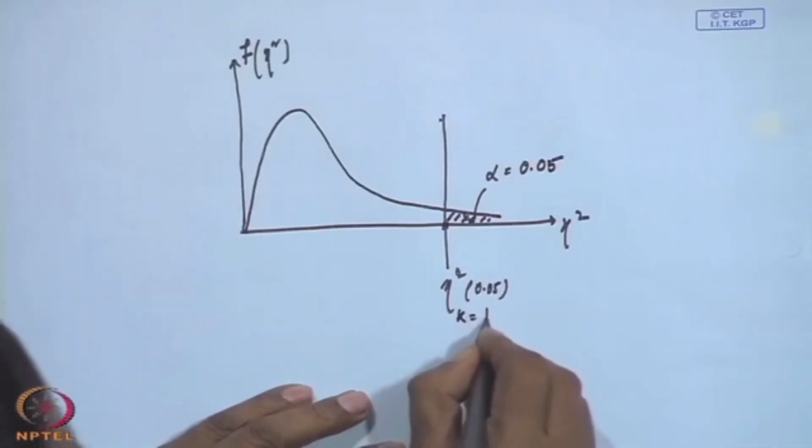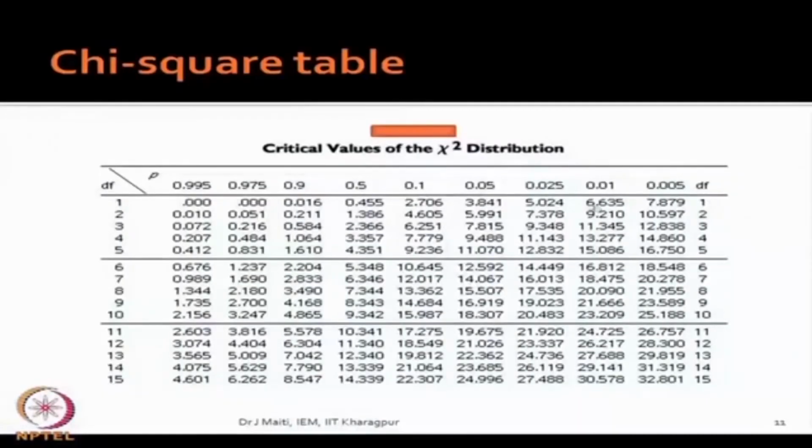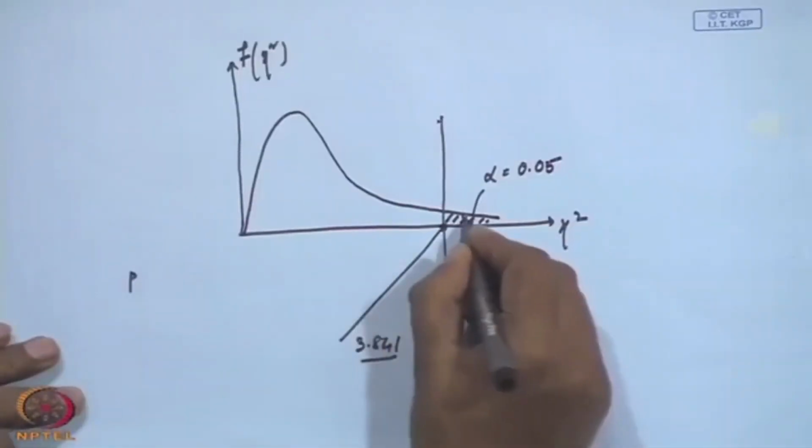So, suppose k equal to 1, then what is this value? K equal to 1, probability is 0.05. So your chi-square value is 3.841. So my value here is 3.841. Suppose you require a value where the probability, so what is this?